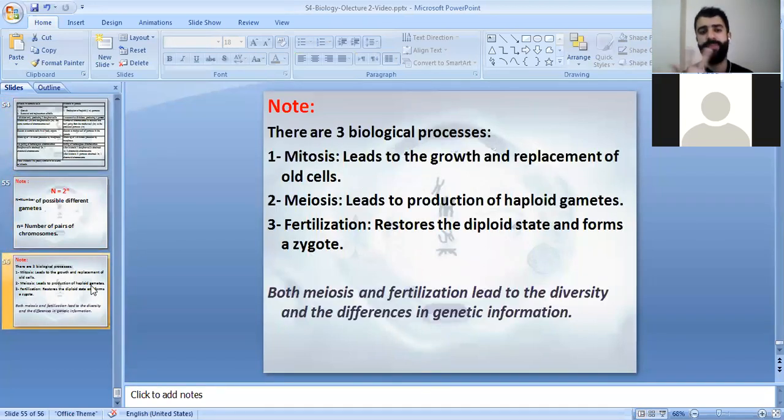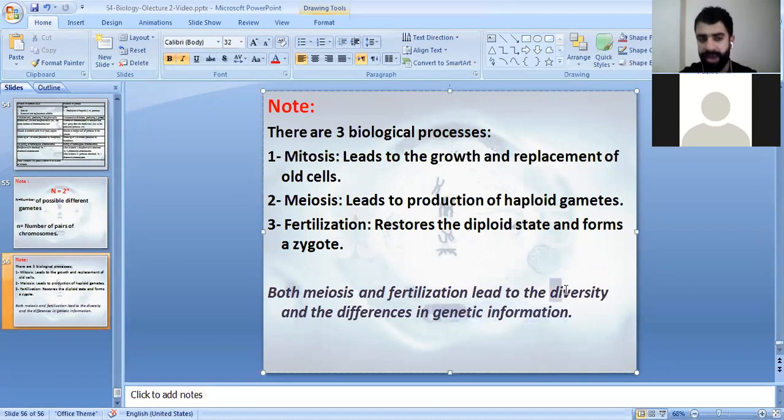Notes: we have 3 biological processes. Mitosis leads to growth and replacement of old, injured, or dead cells. Meiosis leads to the formation of gametes. Fertilization restores the diploid state and forms a zygote. Both meiosis and fertilization lead to diversity and differences in genetic information, because meiosis and fertilization produce different gametes, leading finally to differences in genetic information as well as diversity.